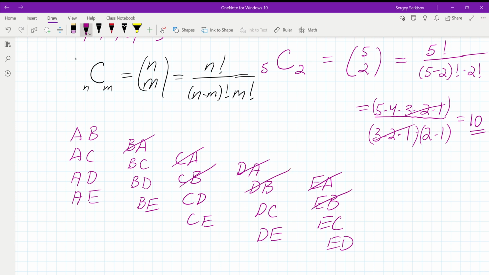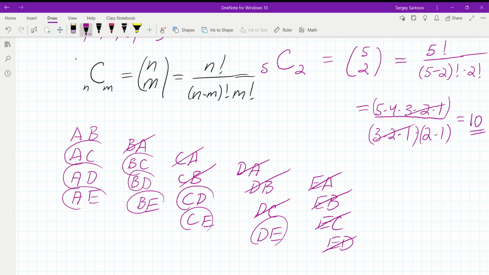Okay, BD, that's different, right? We already did BD and BE. What about C? If C is first and you get CD or CE, then you cannot have it second. So this and this go away. And finally DE, this goes away. Look, 1, 2, 3, 4, 5, 6, 7, 8, 9, 10. Ta-da. And basically half of them went away.